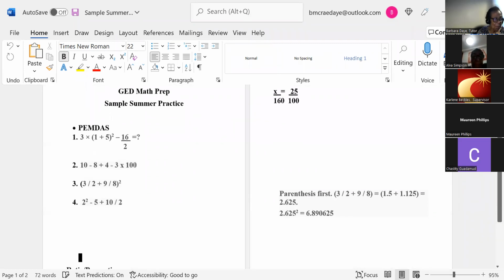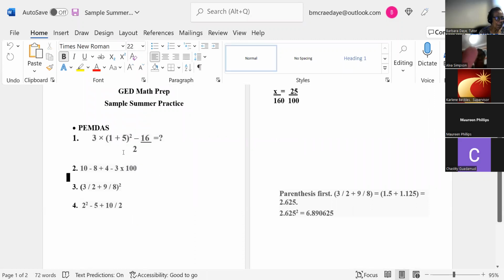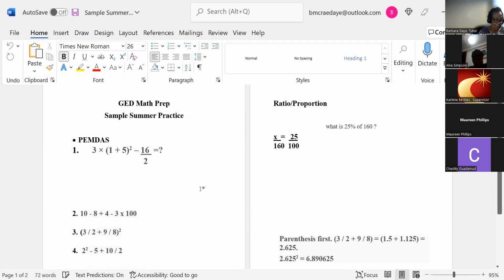I want you to do number 1. You see number 1? Should I make it bigger? Or can you see it? I can pull up the form so I can make it bigger. Okay. All right. There it is. Do number 1. Tell me what you get as an answer. You know your PEMDAS: parentheses, exponents, multiplication, division, addition, subtraction.